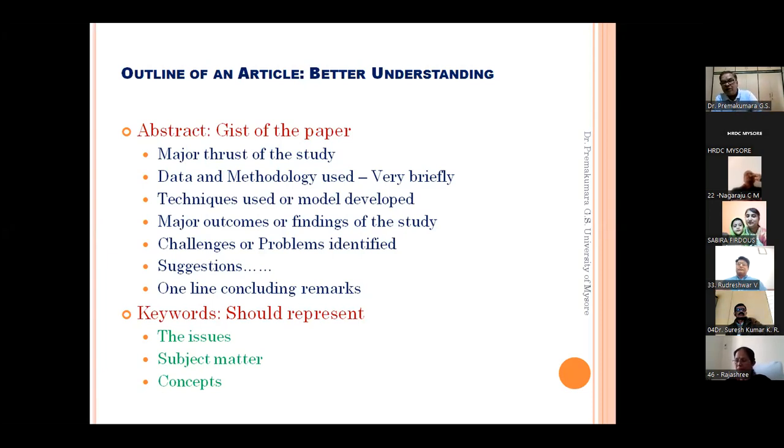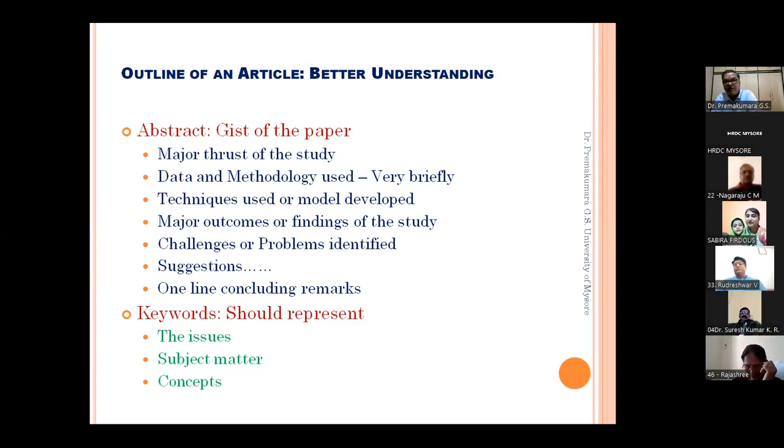And major outcomes, meaning findings. What are the findings out of your study? What have you identified? Yes, India is developing. India is developing along with increasing inequality. So the growth in India is increasing inequality, whereas the development in India is reducing inequality. Some of the key important findings that you have identified from your research work in that article, you have to mention.